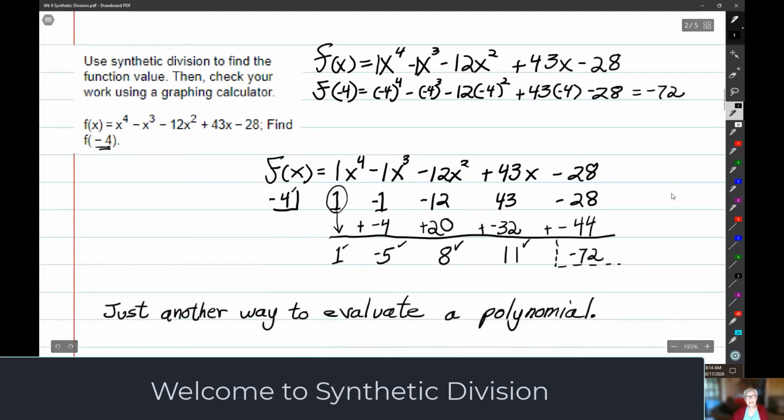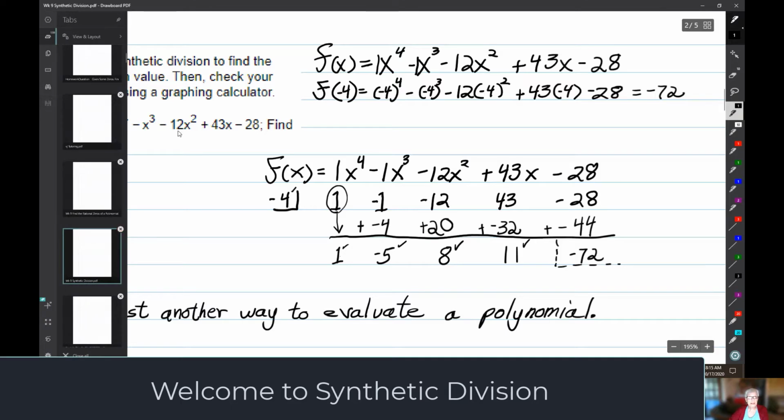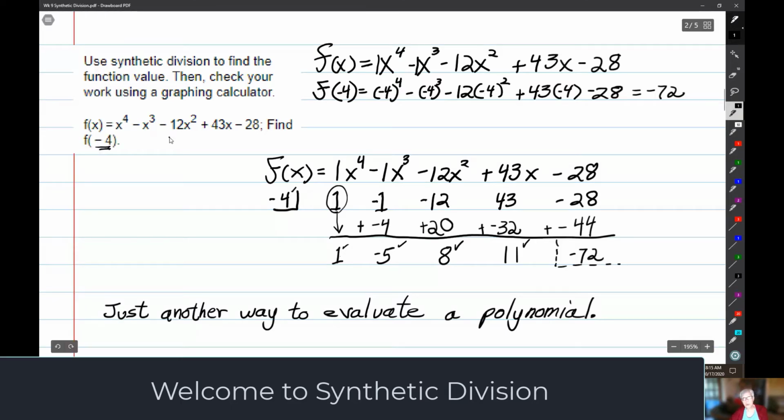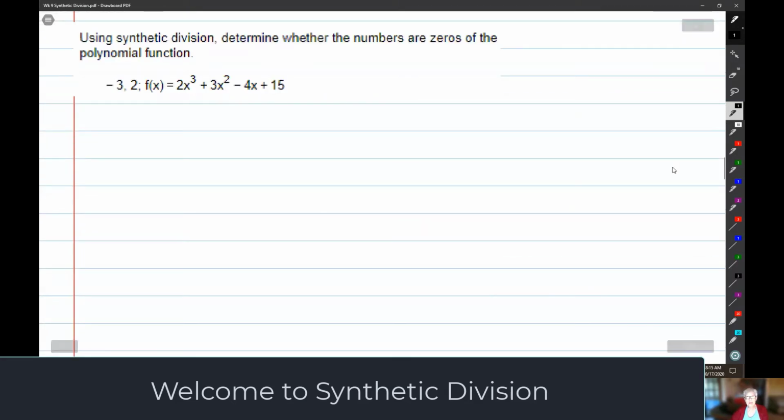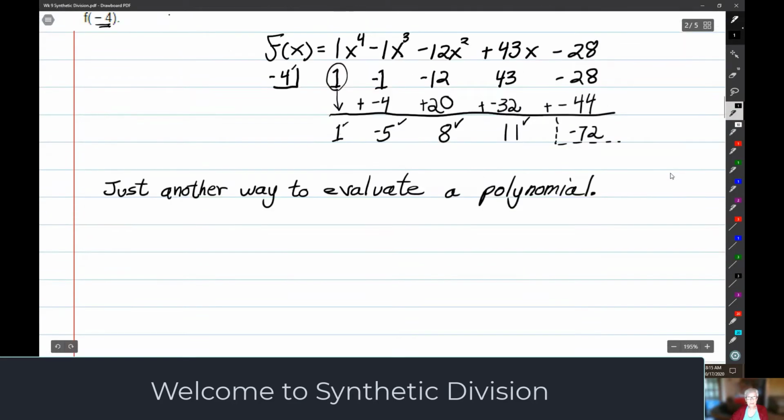So much for that. Do you want to discuss this? We're not going to dwell on this particular use of synthetic division because we are going to be using synthetic division mostly for another purpose. Okay.